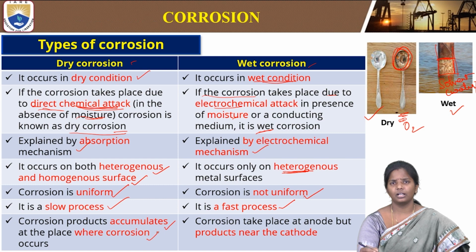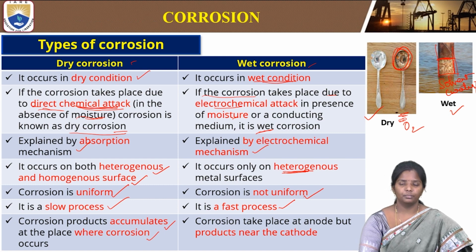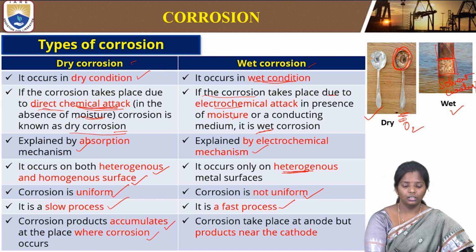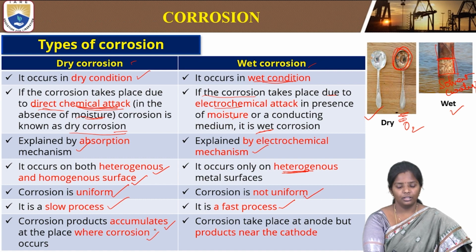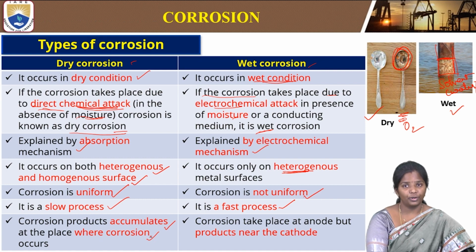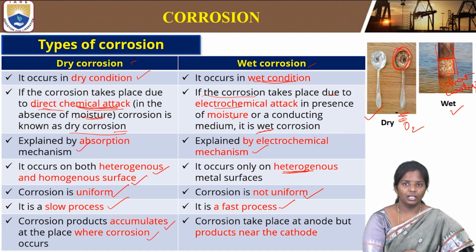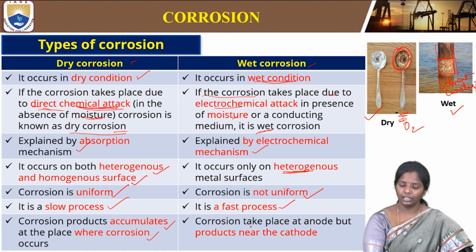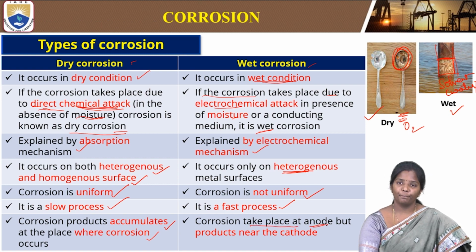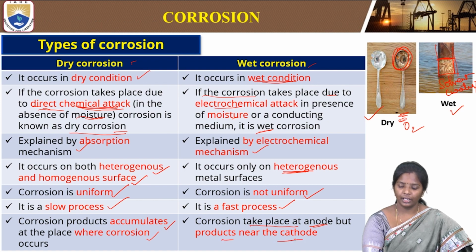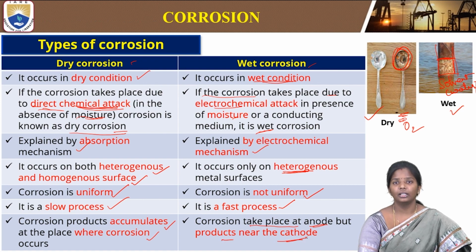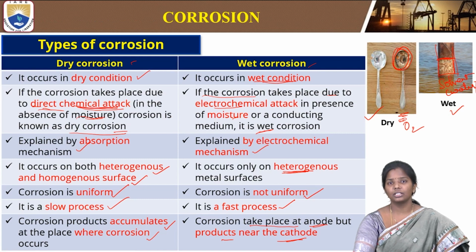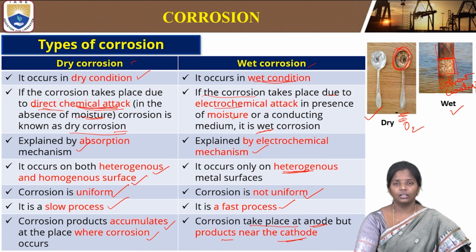Wherever there is adsorption of any particle, dry corrosion occurs, like chemical attack. The corroded products will accumulate at the place where the corrosion takes place. But in the case of wet corrosion, the corrosion takes place at the anode, but the products are near the cathode. We will see in detail how these mechanisms work and how the corrosion takes place.